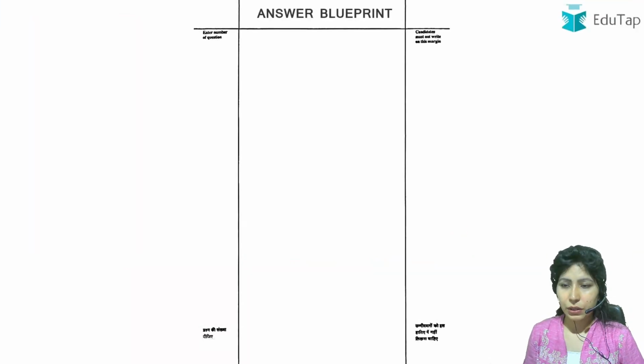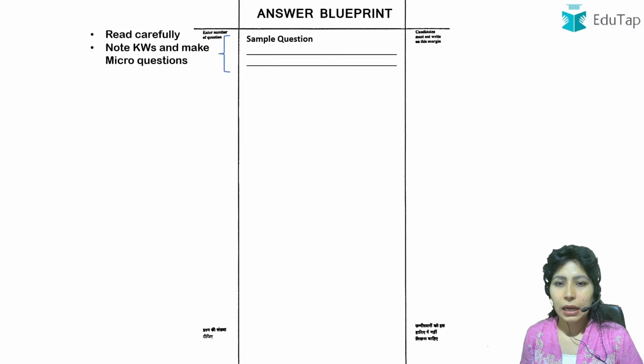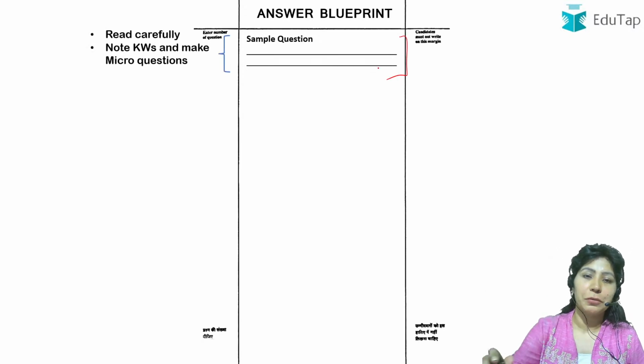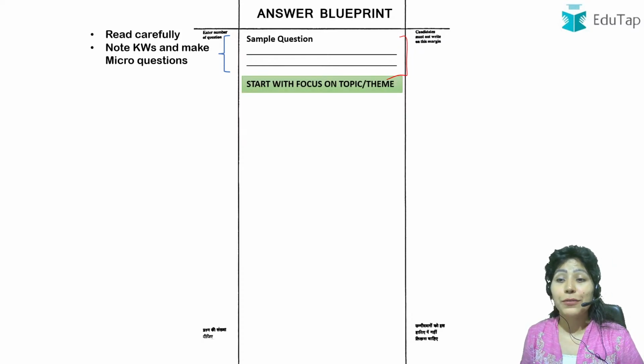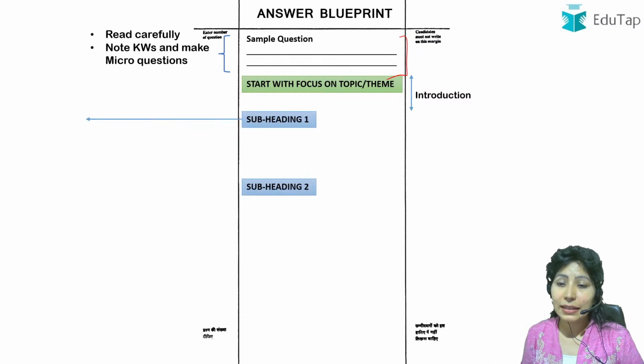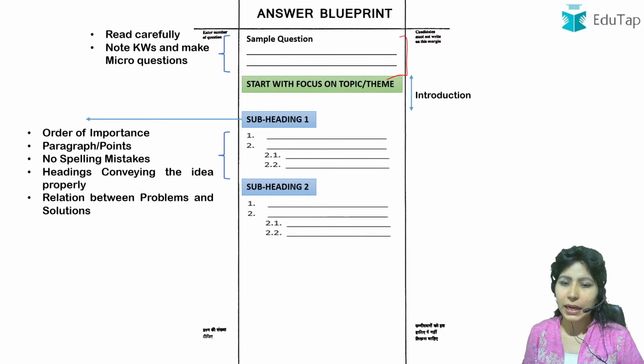Let me bring to you the structure. And this is the answer blueprint that we have provided to you. This will be the sample question. You'll have to read it carefully, note the keywords, and make micro questions. Start with focus on the topic or the theme, and that will form your introduction. Then in the body paragraph, you'll have subheading 1, 2, or whatever number of subheadings are available.